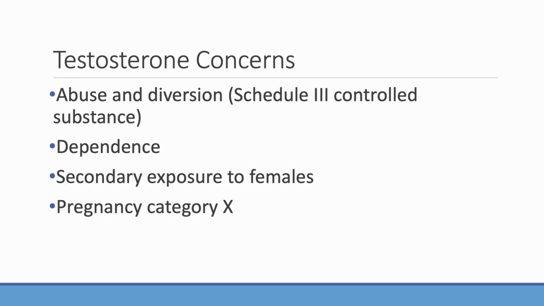Testosterone does have a risk of abuse and diversion because it can be easily obtained sometimes by patients who it has not been prescribed for, and it is considered a C3 or Schedule 3 controlled substance. There is a risk of dependence with testosterone, and then also it is teratogenic, so pregnancy category X, so any exposure to females can put them at risk. So it's also important that patients know to avoid any exposure to females prior to washing their hands if they're using a product such as the gel, for example.